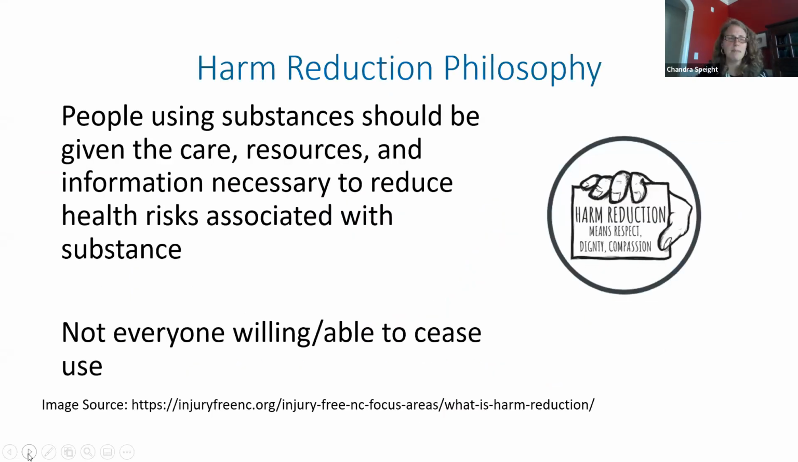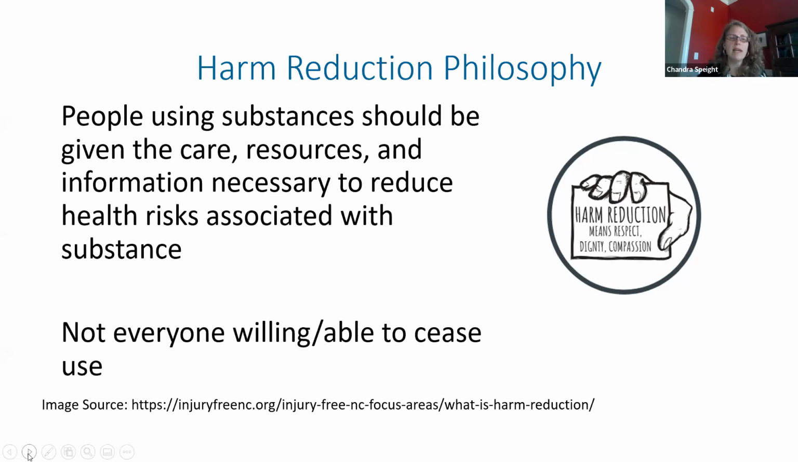Before I start talking about medications for opioid use disorder, I have to talk first about harm reduction. We have a very strong harm reduction program in North Carolina. I started looking around, and it looks like you do as well in your state. But it's the idea that people using substances should be given the care, resources, and information necessary to reduce health risk associated with substance use.